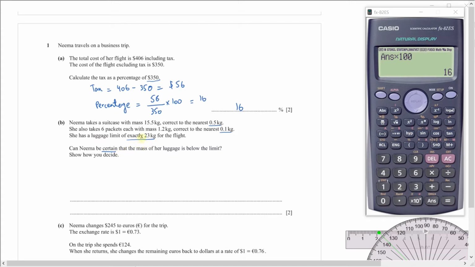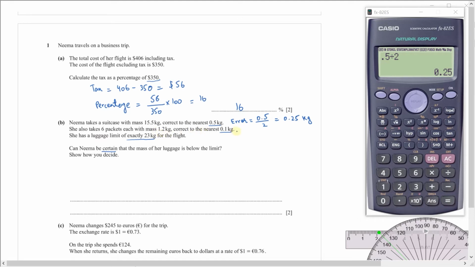So to check this, we will calculate the upper bound of the mass of the suitcase, because these readings are not 100% correct. The mass of the suitcase is correct to the nearest 0.5 kg. So the error here could be the degree of accuracy, 0.5 divided by 2, which will be 0.25 kg.